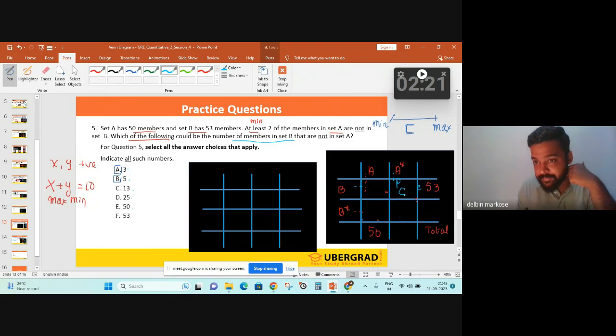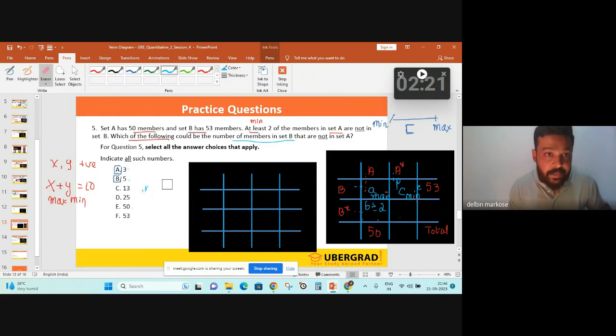Let's say this is C, and let's say this is A and B, but there is a condition here: B should be equal to 2 or more than 2. So if I want to find the minimum value, you can see here, this is the maximum, A plus C. A plus C will be equal to 53. A plus B is equal to 50. So this A plus C, I have to write it, okay?